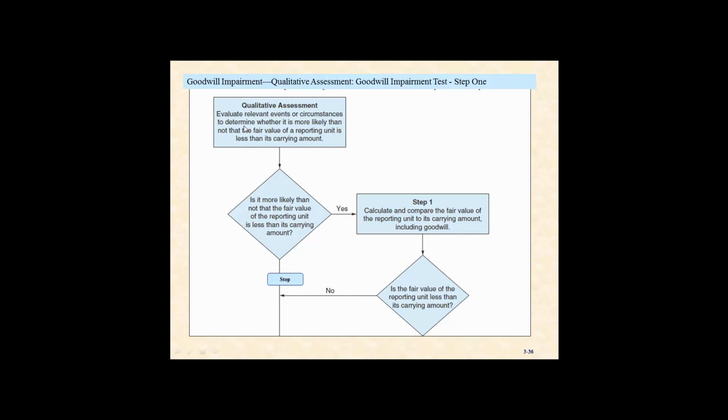Evaluate relevant events or circumstances to determine whether it's more likely than not that the fair value of the reporting unit is less than the carrying amount. If it's more likely than not that the fair value of the unit is less than the carrying amount, you go to yes, compare the calculated fair value to its carrying value. Is the fair value less than the carrying value? No, you should stop.